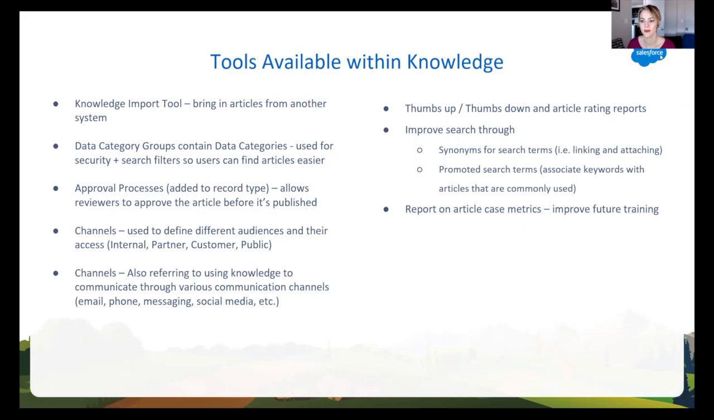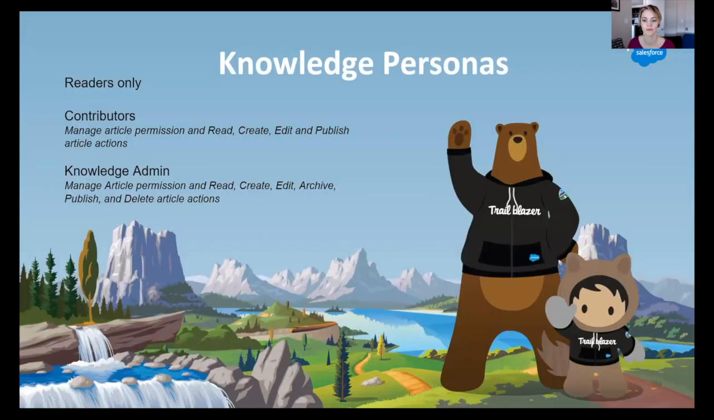There's a thumbs up and thumbs down. So you can create these article rating reports, and that kind of helps you know if you want to keep using an article. And then improving search. You can improve search through synonyms. So creating synonyms, if you think about like a Google search, similar words, and then promoting search terms to associate keywords with articles that are commonly used. And you can also report on article case metrics. So I think I talked about that earlier, about how that improves your future training.